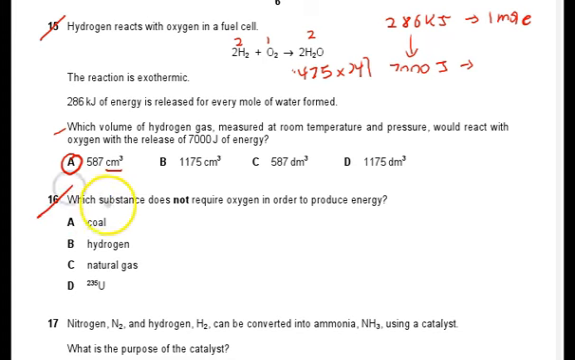Number 16, which substance does not require oxygen in order to produce energy? So here will be coal. It's under combustion. It needs oxygen to have a combustion. Same goes to this. All of them require oxygen, except for uranium. So 16 is D here.